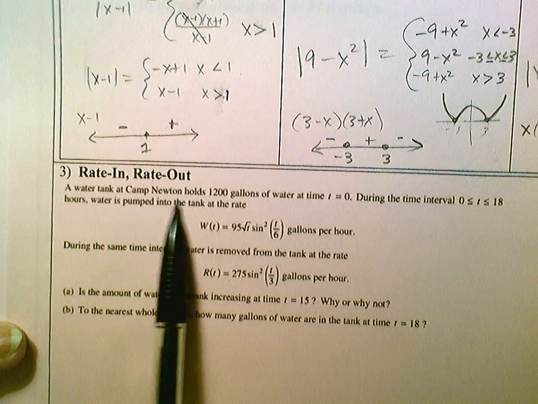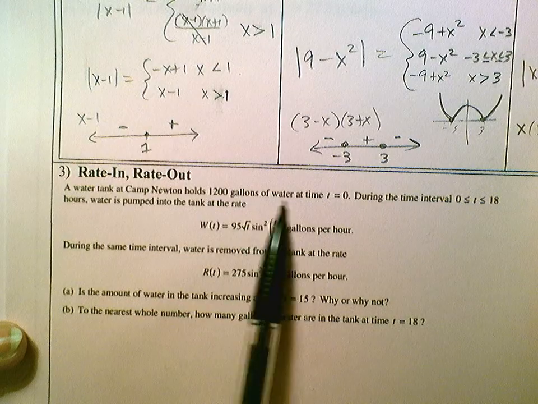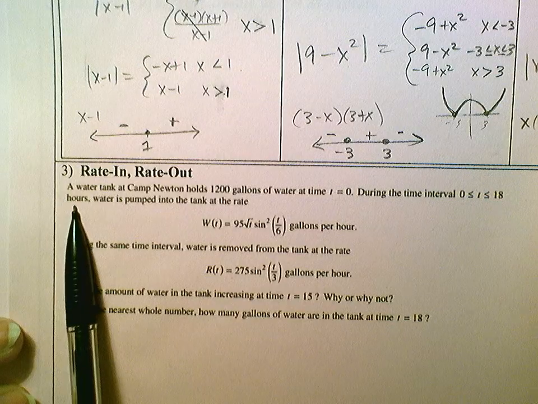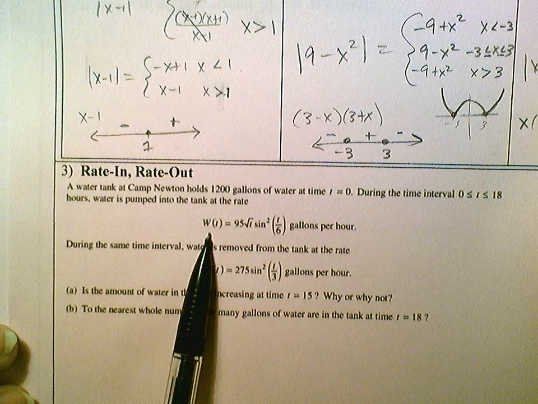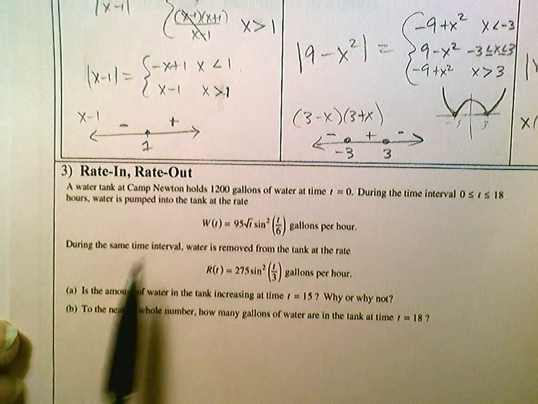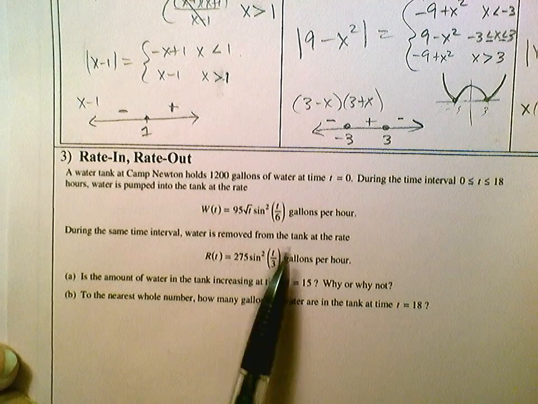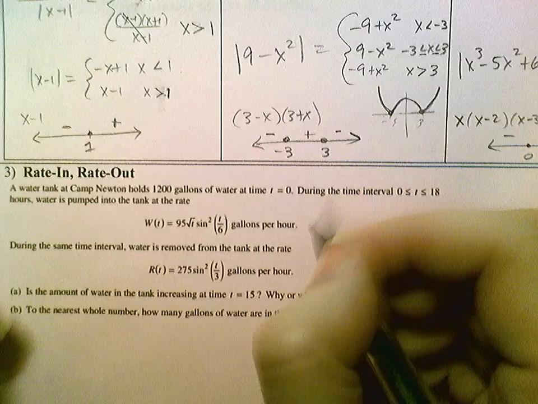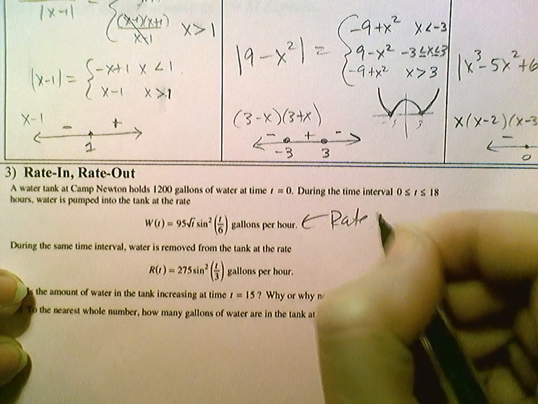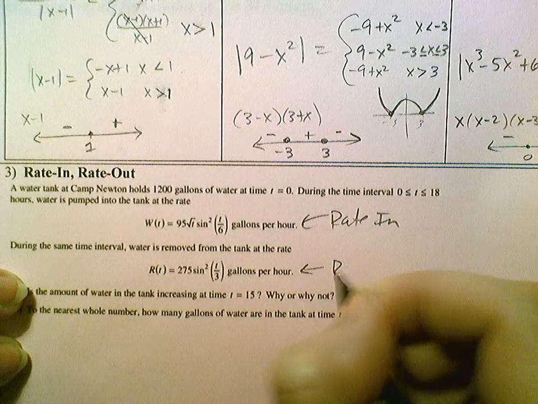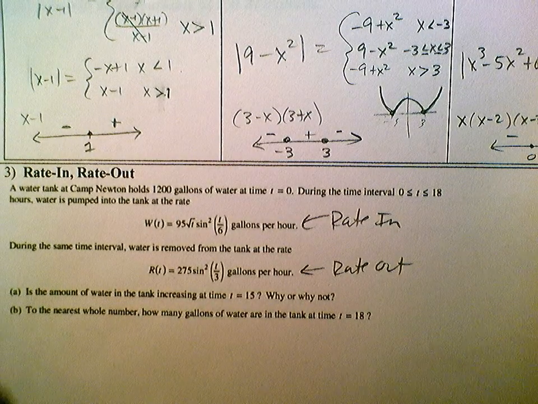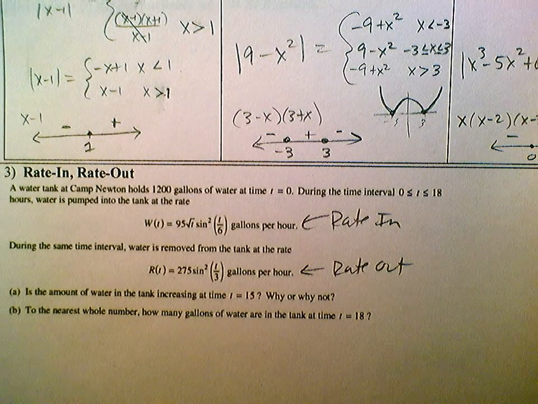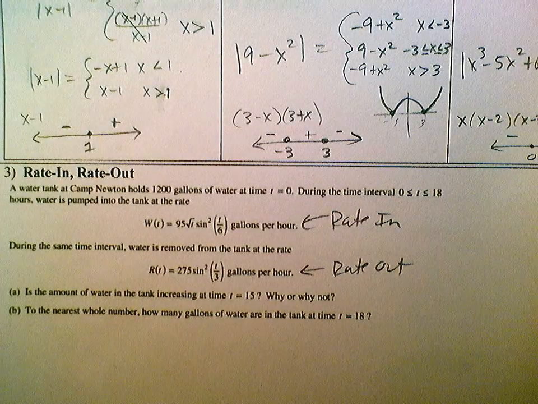A water tank at Camp Newton holds this many gallons of water at time t equals 0. During this time interval, 0 to 18 hours, water is pumped into the tank at a rate of this many gallons per hour. During the same time interval, water is removed from the tank at this rate. So this is a rate in, rate out problem. We've got the rate of water going in, we've got the rate of water going out. Is the amount of water in the tank increasing at time t equals 15, why or why not?